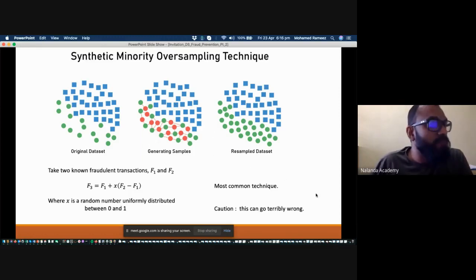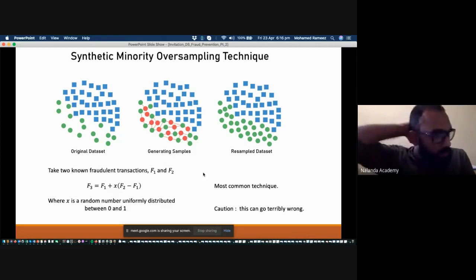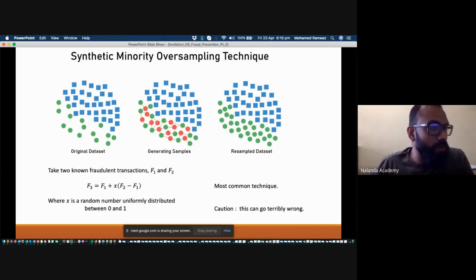This is by far the most common technique, but this can go horribly wrong. For example, in this picture, you see that the line that divides the majority and minority data sets is almost a line.